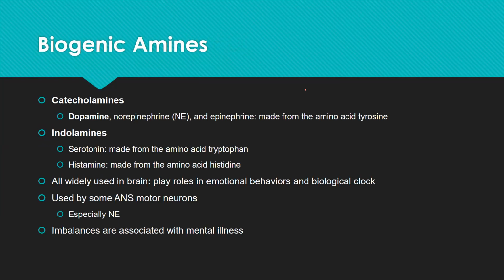Your catecholamines would be another category I would also recommend that you look into and that you know. These are your dopamine, your norepinephrine, epinephrine, and they all come from the amino acid tyrosine. So they have the same structure. That's a great biochemistry question.